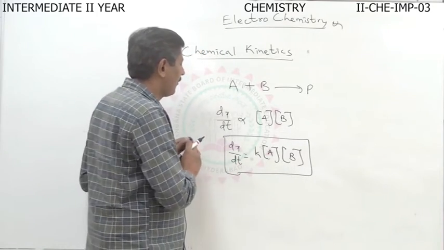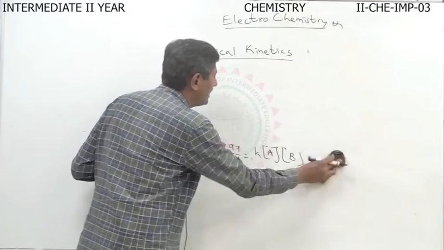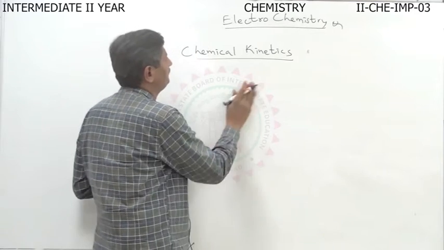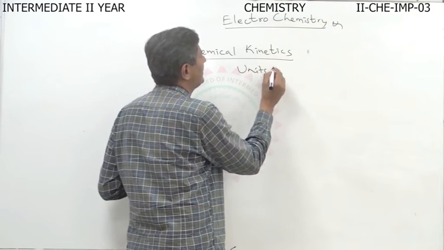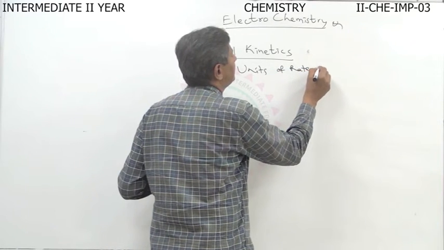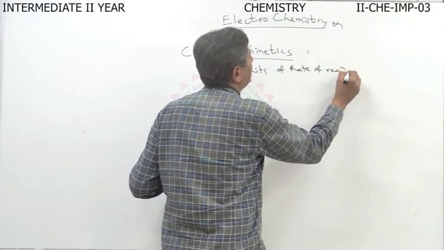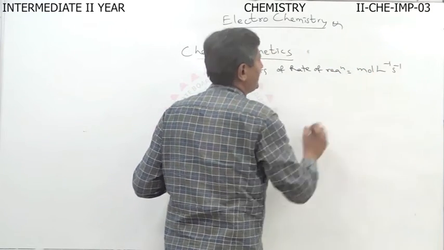Now from this, we can see some of the things, that is, the units of the rate of reaction. Sometimes they ask for the units of rate of reaction, that is, moles per liter per second.